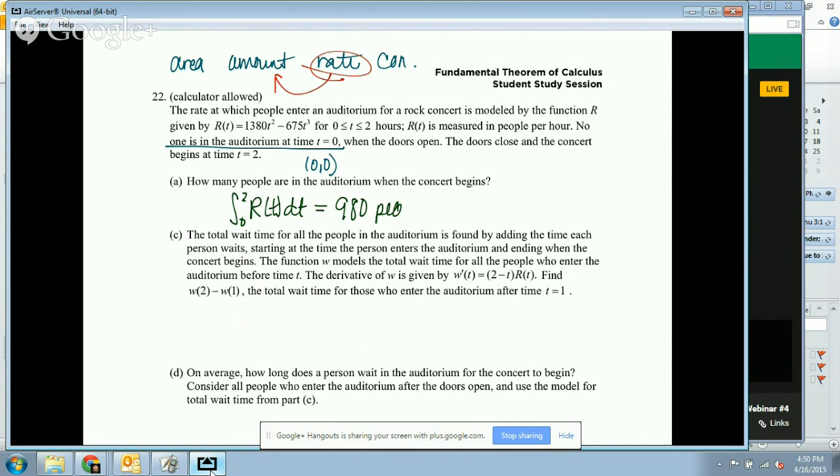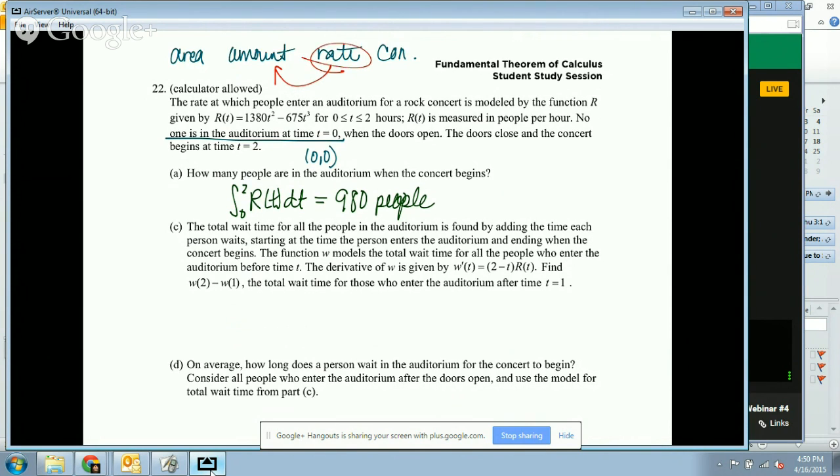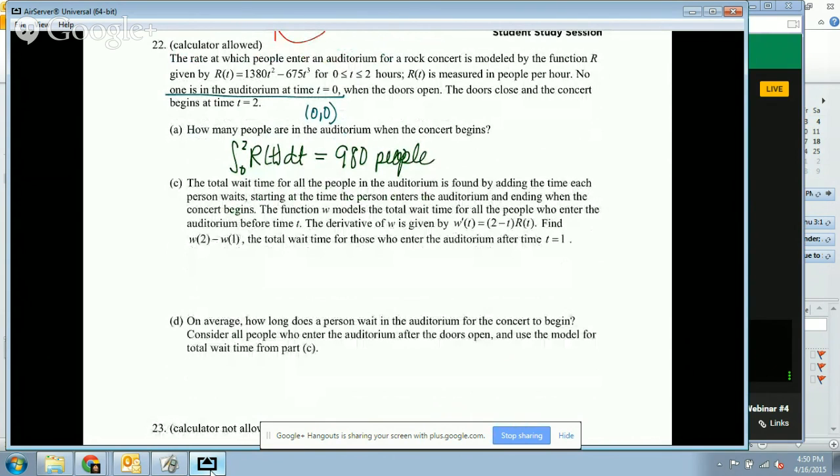980 people. Okay, because I'm going to use my calculator. Anytime it's a calculator question, you should be making sure you use that calculator. There's no point in you doing anything differently. All right, taking a look at letter C. The total wait time for all the people in the auditorium is found by adding each time the person waits, starting at the time the person enters and ending with when the concert begins.